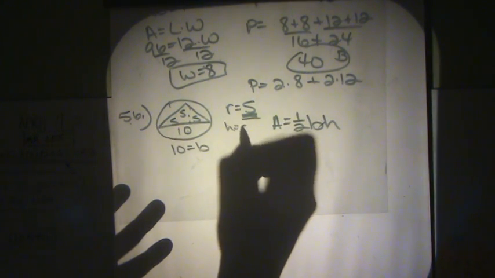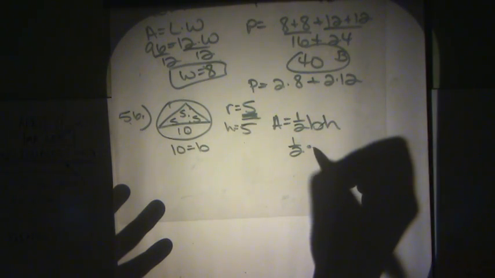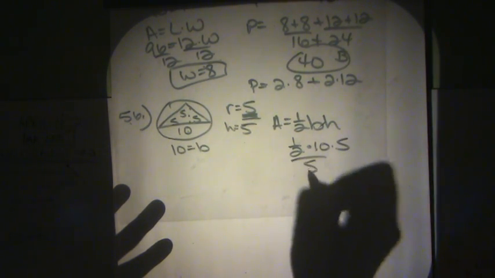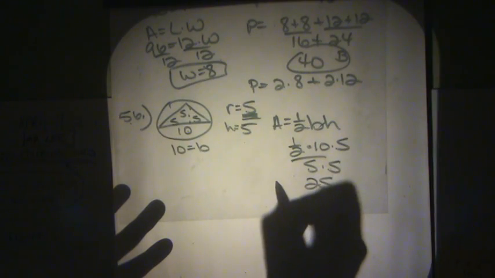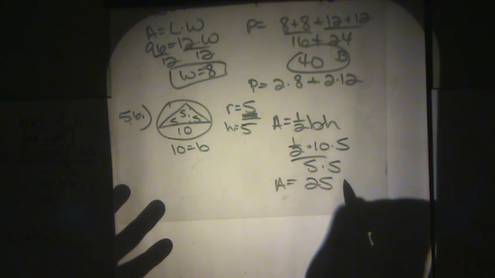And the height is the 5. So 10 times 5 is 5 times 5 is 25, which is B.